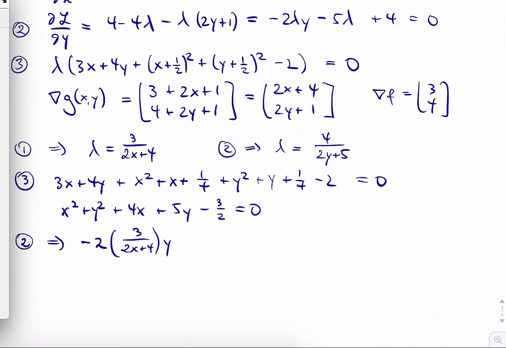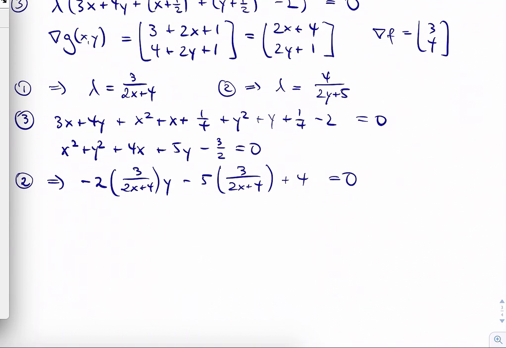Of course, I could have done it the other way around. It doesn't really matter. This is just the way I prepared it here so that I don't confuse myself along the way. Plus 4 equal to 0. So there are many ways that lead to Rome. We just have to solve the system of equations, so whichever way you want to do it. After cleaning this up a bit, you get minus 6y minus 15 plus 8x plus 16 equal to 0.